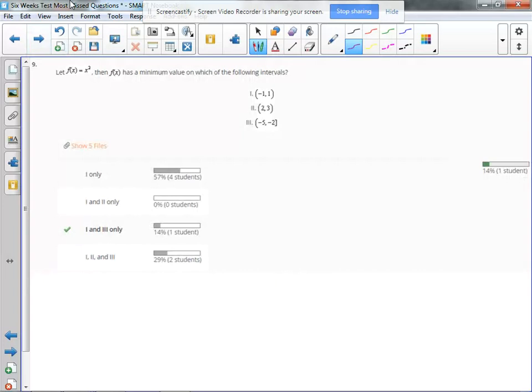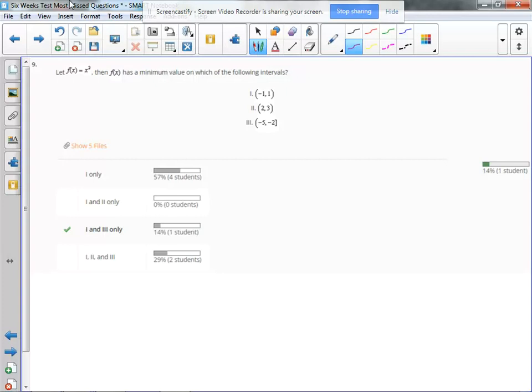All right, on this one, f of x is equal to x squared, then f of x has a minimum value on which of the following intervals? Now, this question came from a previous test because a lot of you missed it on the previous test as well. Now, we're used to looking at this from an algebraic perspective, and we most definitely can.